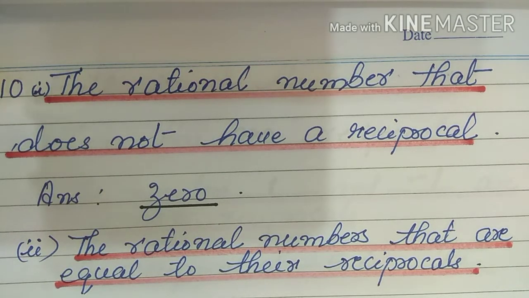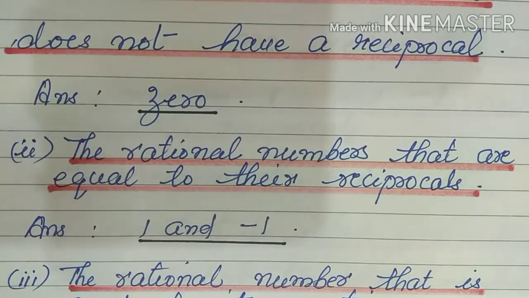Now let's solve question number 2. Let me read the question for you. The rational numbers that are equal to their reciprocal. So we have to find those rational numbers whose reciprocals are equal to itself. Can you answer? Yes, 1.